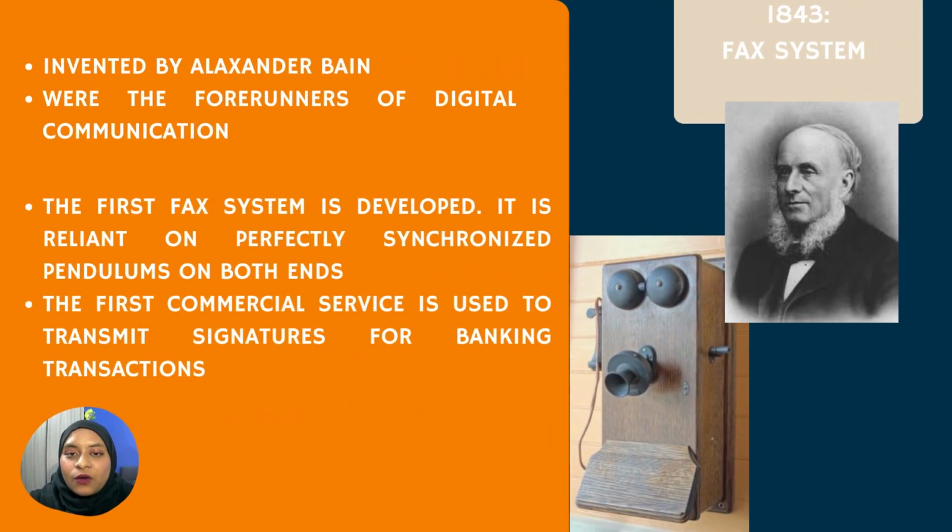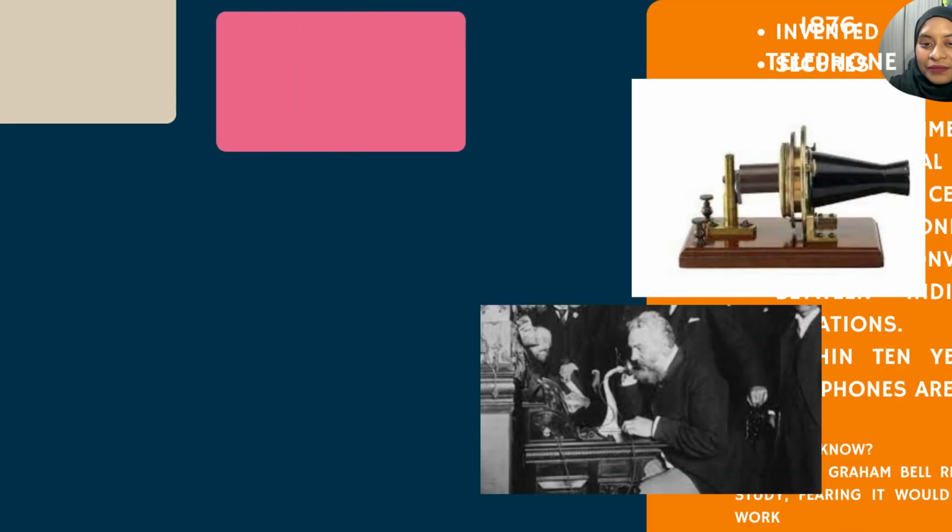Next, the year 1843, the fax system. The fax system was invented by Alexander Bain. They were the forerunners of digital communications. The first fax system was developed. It was reliant on perfectly synchronized pendulums on both ends. The first commercial service was used to transmit signatures for banking transactions.